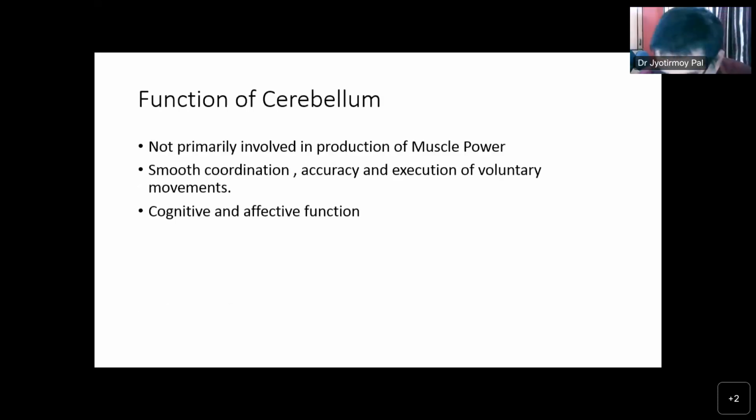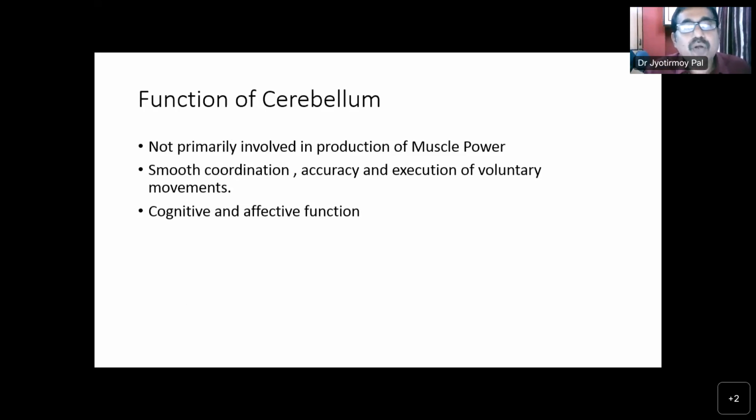Thank you, sir, for your kind introduction. I'm really very happy to take classes of the DNB students across India. So, without wasting time, I am going to the issue of cerebellum: how to examine, what is the role of cerebellum, and what are the disorders.